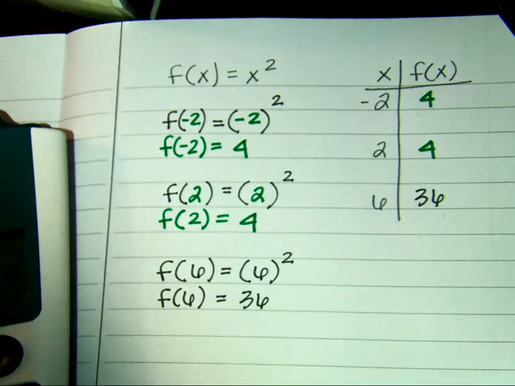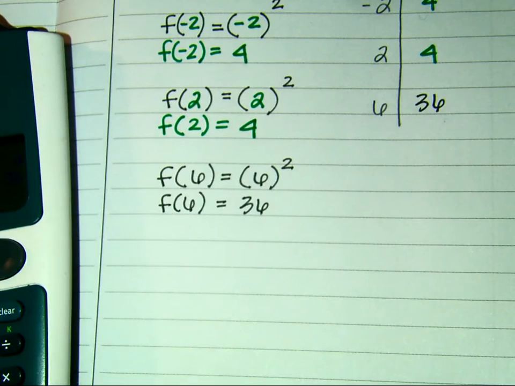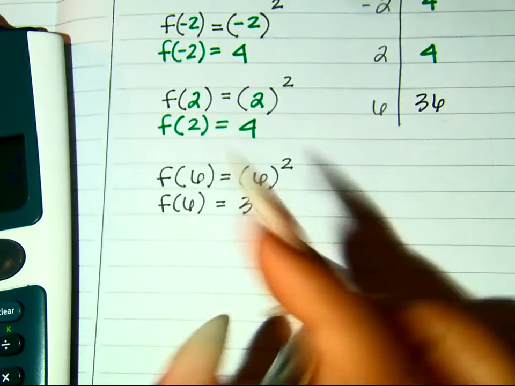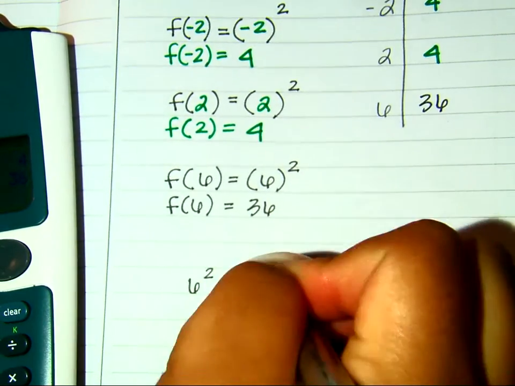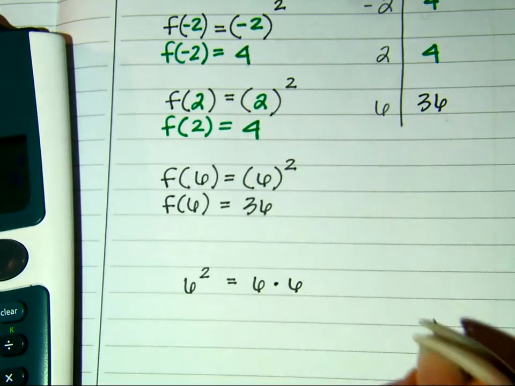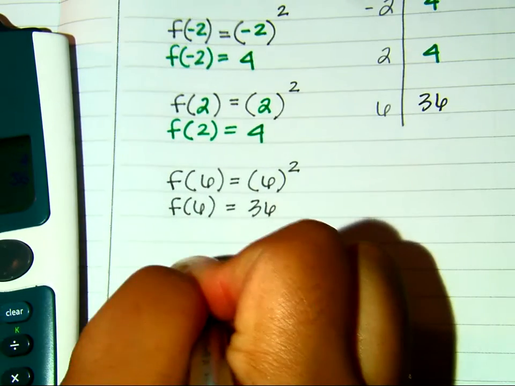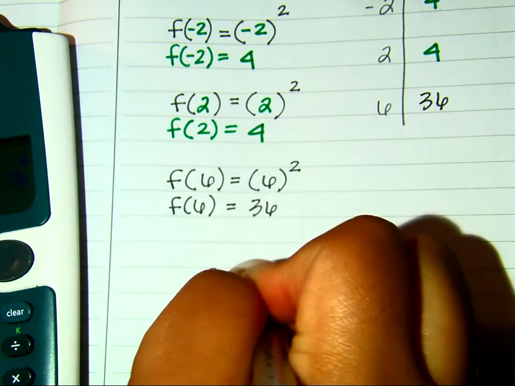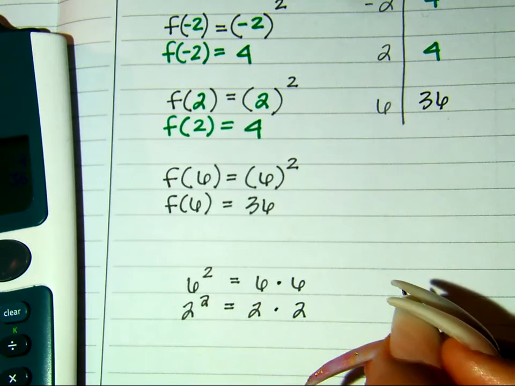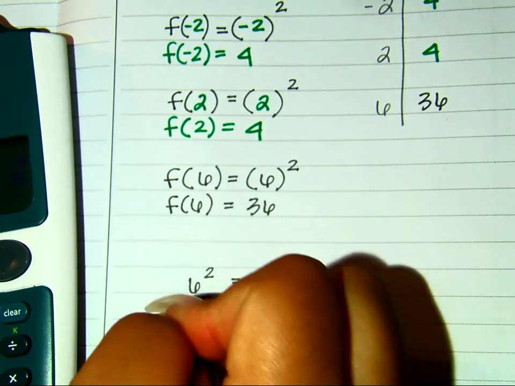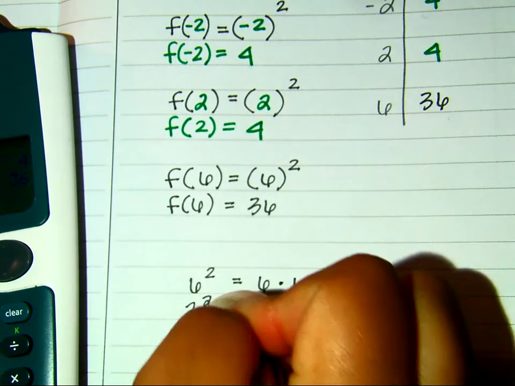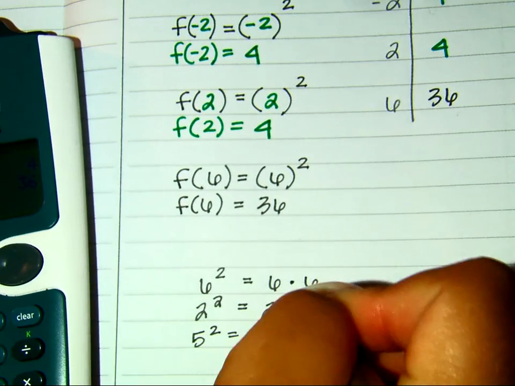And a small little tidbit of information, if you have a hard time with squaring numbers, 6 squared is the same thing as 6 times 6. 2 squared is the same thing as 2 times 2. Alright? So 6 times 6 is 36, 2 times 2 is 4. So that's how we got those. So just like if you see 5 squared, that's the same thing as 5 times 5, which equals 25.